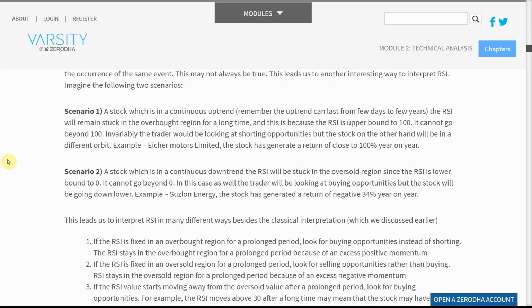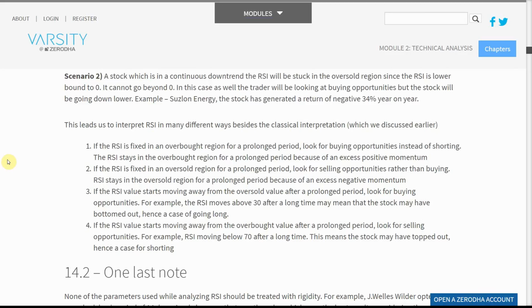Scenario 2. A stock which is in a continuous downtrend. The RSI will be stuck in the oversold region. Since the RSI is lower bound to 0, it cannot go beyond 0. In this case as well, the trader will be looking at buying opportunities, but the stock will be going lower. Example, Suzlon Energy. The stock has generated a return of negative 34% year-on-year.